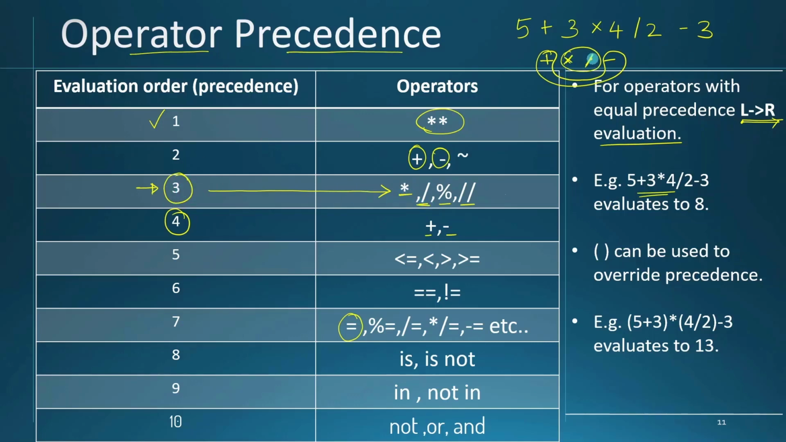So how will we resolve this problem? For that we have this rule: for operators with equal precedence, we follow the left to right rule. I start from my left side and proceed to my right side and see which operator, multiplication or division, I see first. I see multiplication first, so I have to multiply 3 and 4 first. This is how Python is going to evaluate this.